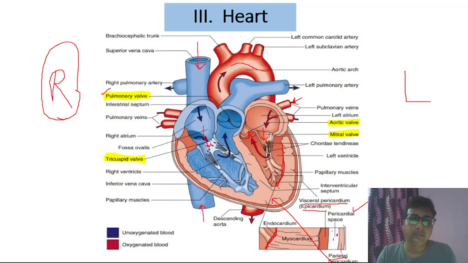On the right side it is called the tricuspid valve. How can we remember the right side? Mostly the right side is strong, we are right-handed dominant. So that has 3 cusps, tri, it is more, but the left side has the mitral valve, which is bicuspid.